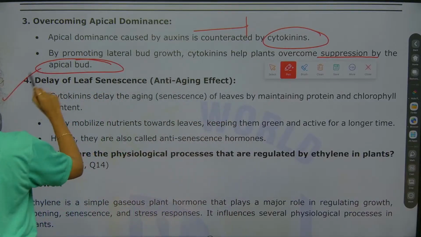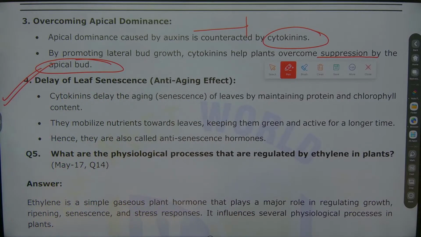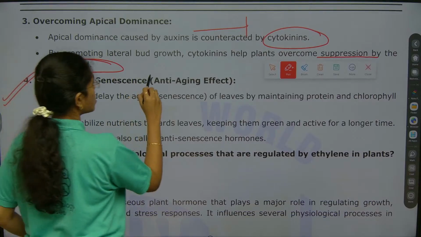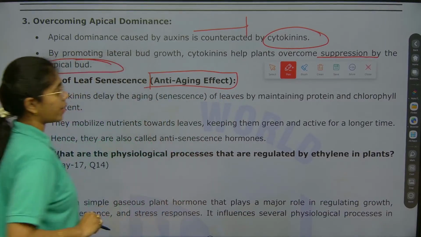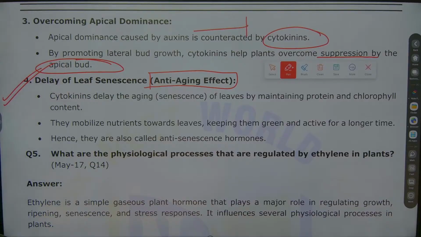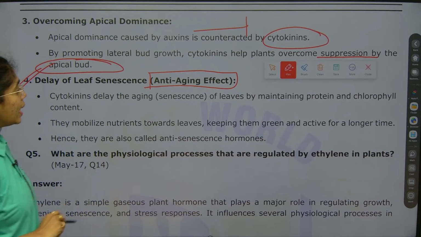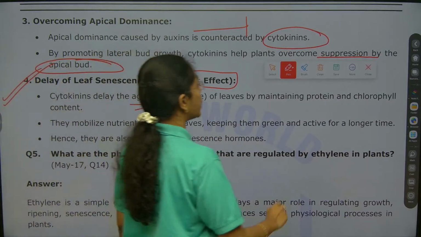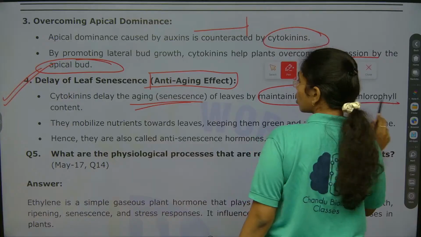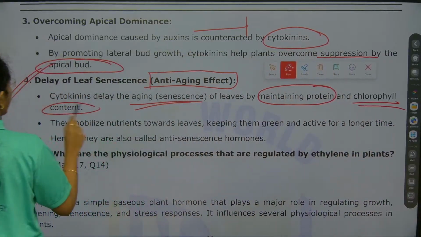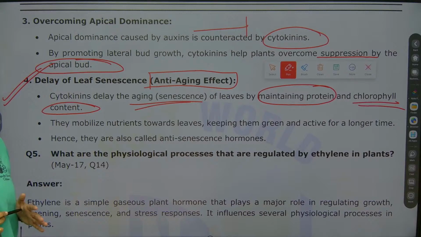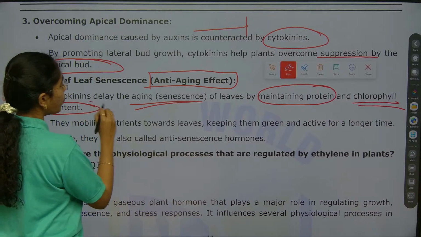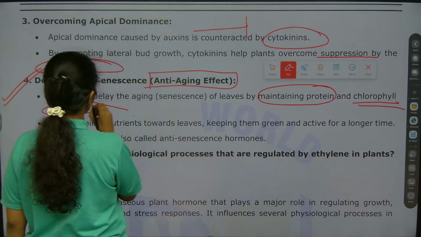Apical bud. Next, last point is delay of leaf senescence, that is the anti-aging effect. Cytokinins will delay aging, that is senescence of leaves, by maintaining what? By maintaining protein and chlorophyll content. Cytokinins will prevent the aging by maintaining protein and chlorophyll content. Most important thing is cytokinins will promote nutrient mobilization.